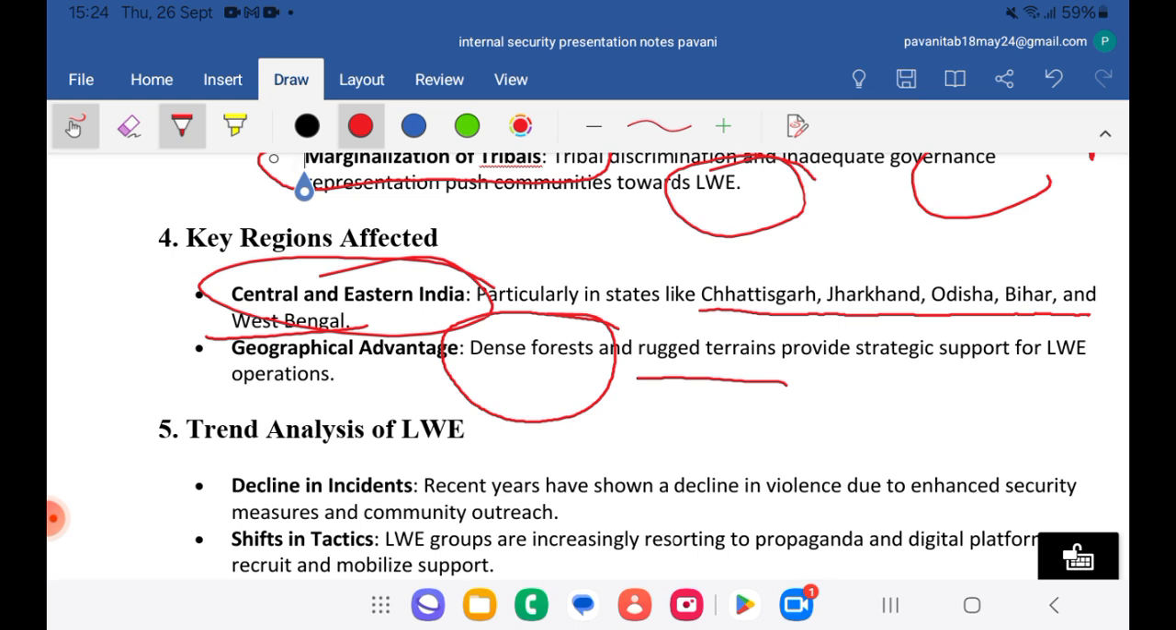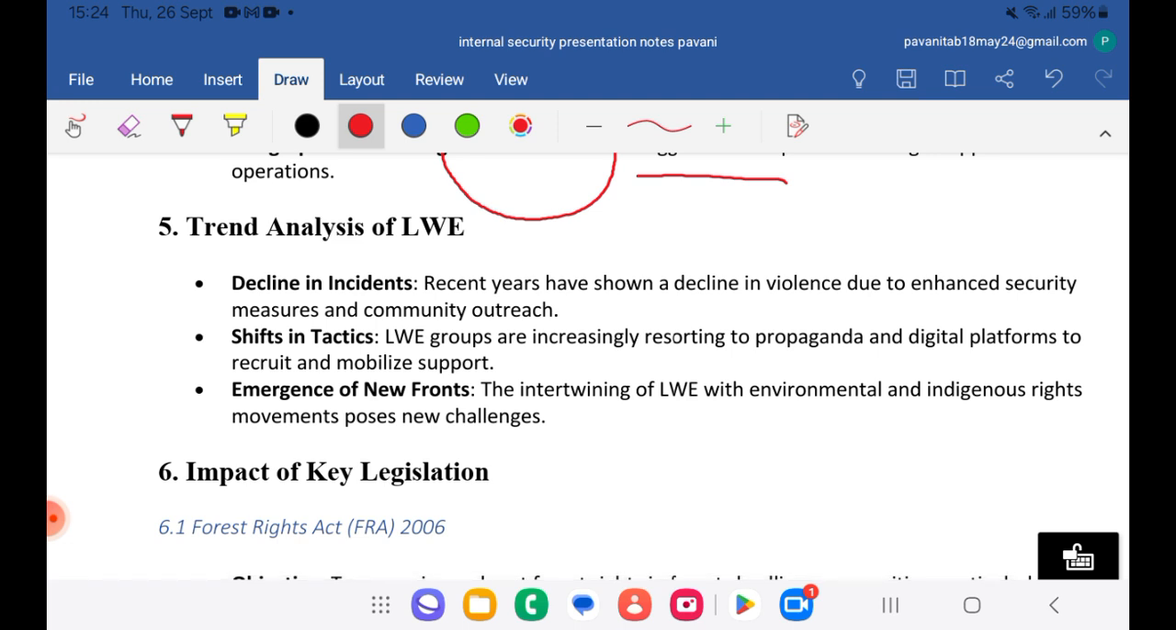Now we'll see the trend analysis of left-wing extremism. There is one point called decline in incidence. Recent years have seen a decline in violence due to enhanced security measures and community outreach. So now it is reducing. The trend is declining. First thing, it is a good thing to note.